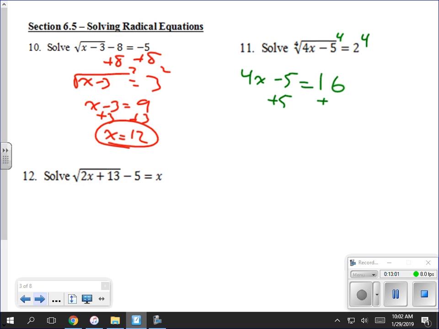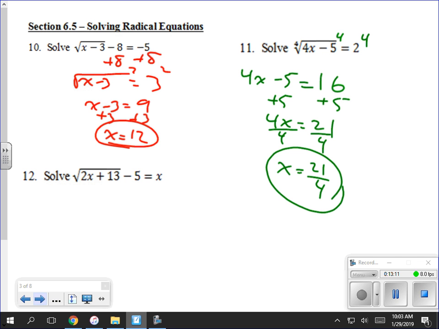Add 5. 4x equals 21. Divide by 4. X equals 21 fourths. And don't try to rewrite that. Leave it as 21 fourths. And try it in the original problem. 21 fourths times 4 is 21. 21 minus 5 is 16. 4th root of 16 is 2.